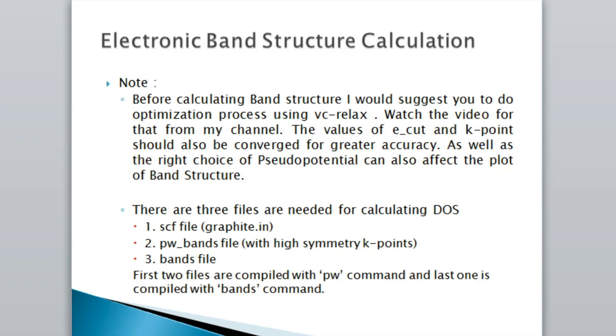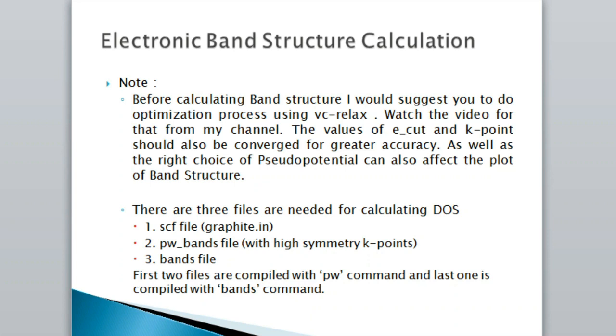In electronic band structure calculation, you have to take some precaution before calculating band structure. I would suggest you to do the optimization process using VC relax. For that, you have to watch our previous videos in our channel. The value of ecutwfc and K points should also be converged for greater accuracy, as well as the right choice of pseudo potential can also affect the plot of band structure. So choose a right pseudo potential for your material.